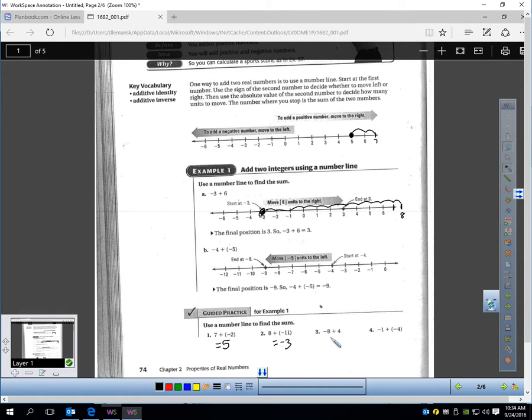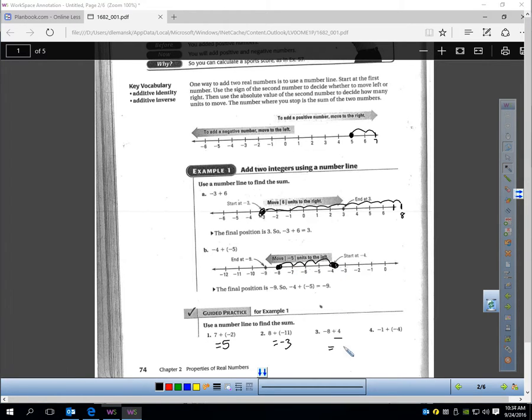Or one more, -8 plus 4. I could start at -8, and I could add +4, which means go 1, 2, 3, 4 to the right, and you can see my answer to this would be -4.